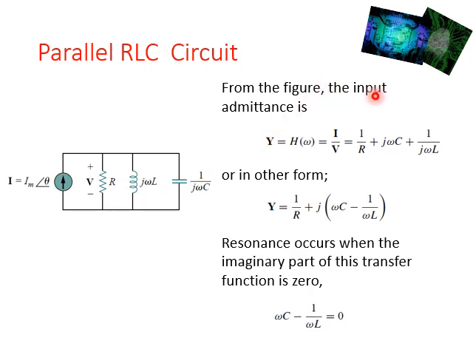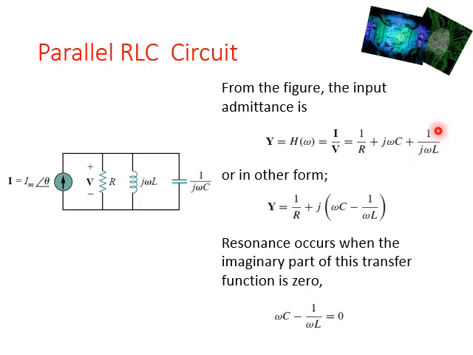From the figure, the input admittance. In parallel we are talking about admittance, Y, which is equal to 1 over Z. Previously, in series, we talked about impedance. So in parallel we are concerned about the admittance Y. Y is the inverse of Z, which is I over V. So Y is equal to 1 over R plus j omega C plus 1 over j omega L.